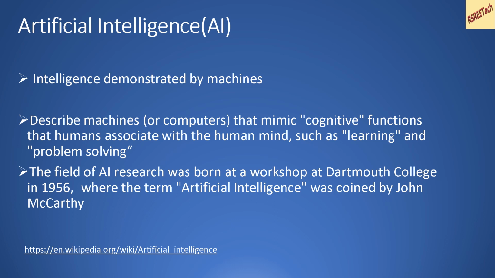Now, in contrast, let's look at artificial intelligence. Artificial intelligence can be simply defined as the intelligence demonstrated by machines. It is used to describe machines or computers that mimic cognitive functions or human like behavior that we associate with the human mind, such as learning and problem solving. The field of AI research was born at a workshop at Dartmouth College in the year 1956, where the term artificial intelligence was coined by John McCarthy to describe intelligent machines.